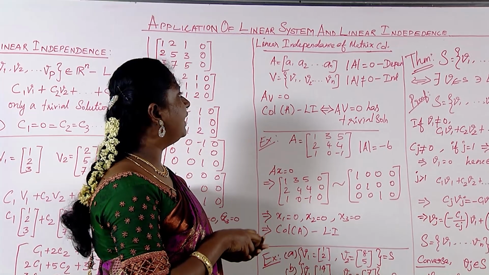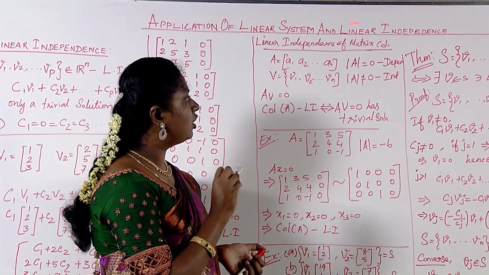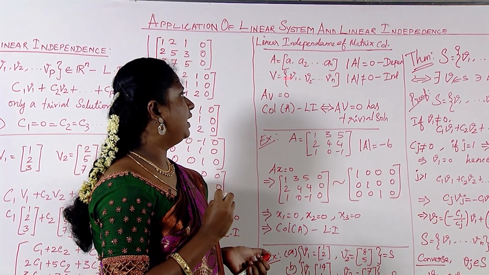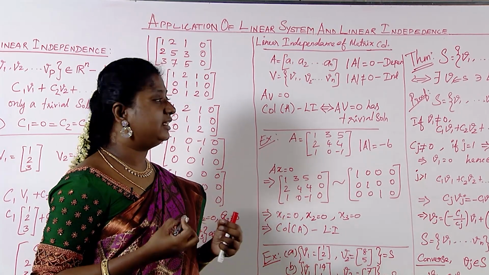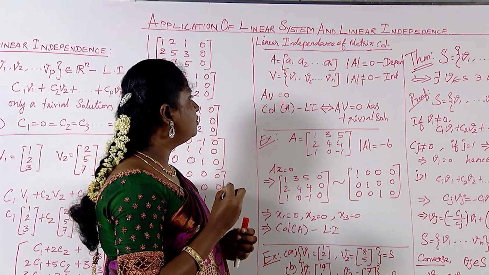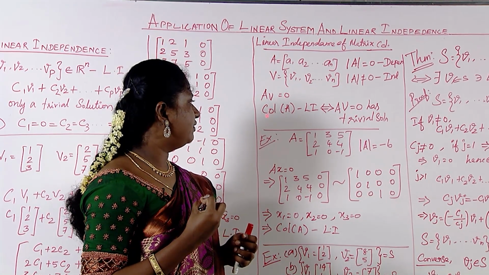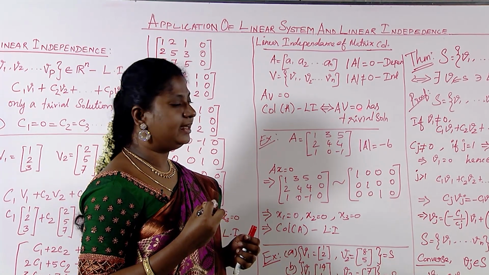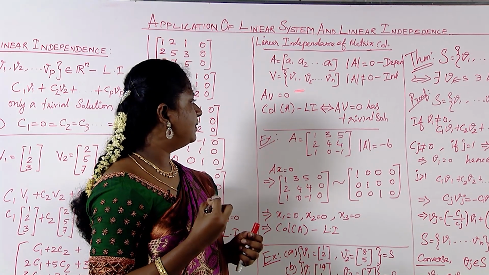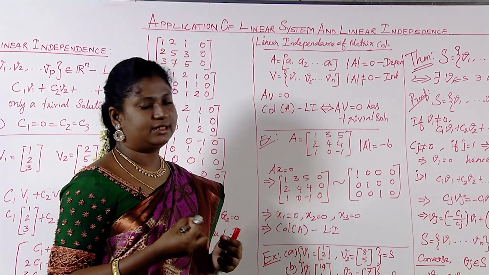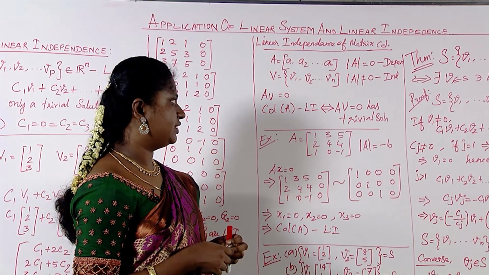Now, we shall see linear independence of matrix columns. Here we have considered A as made of columns A1, A2, etc. up to An, where Ai represents the ith column, and V equal to V1, V2, etc. Vn. Now, the columns of A are linearly independent if and only if AV equal to 0 has the trivial solution as its only solution.